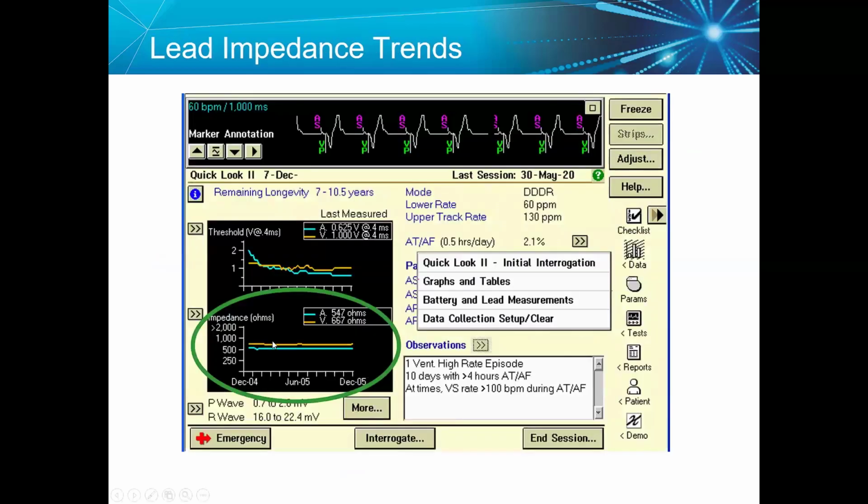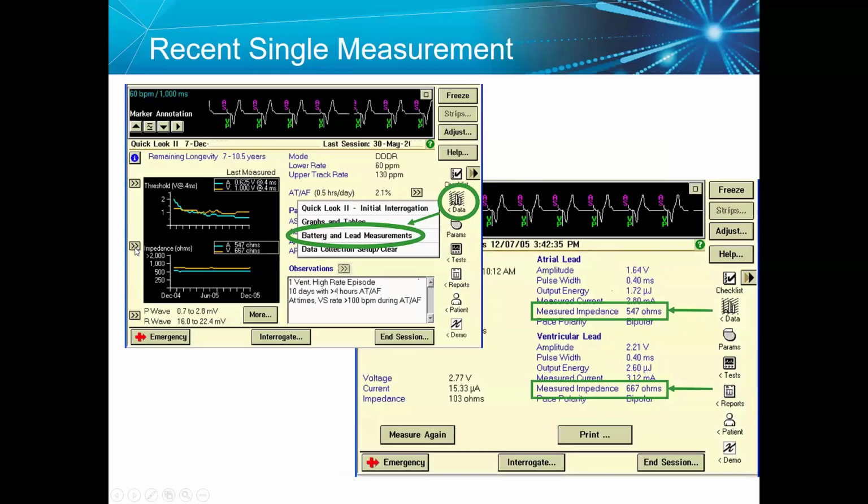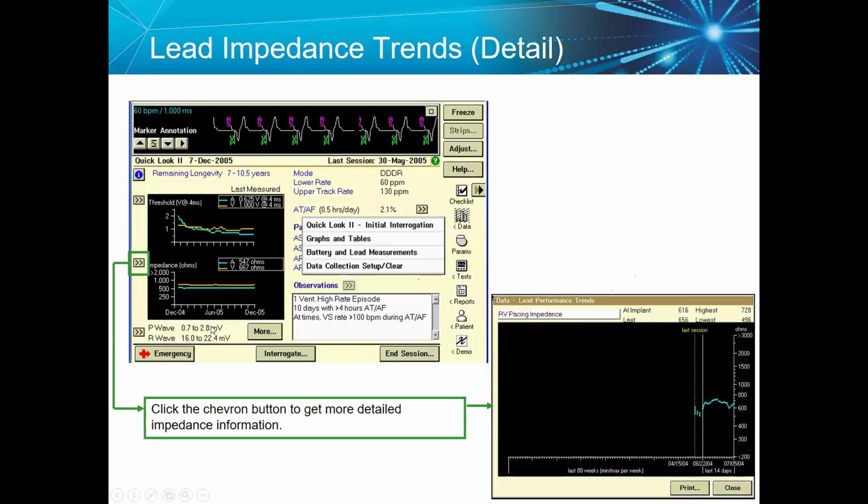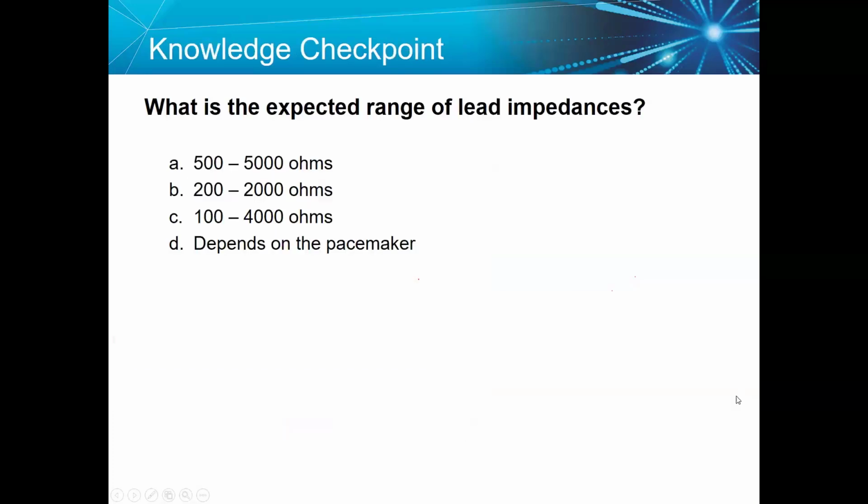Here, the lead impedance trend in Medtronic. Okay, here impedance atrium 547 and ventricle 667. How will we go for the trend from here? From this battery and lead measurement impedance, we can also go through it, and the trend from here. From this arrow, okay, we click on this arrow, and this will give you the trend. And we see here in the trend that it is stable between 600 and 800 ohms.